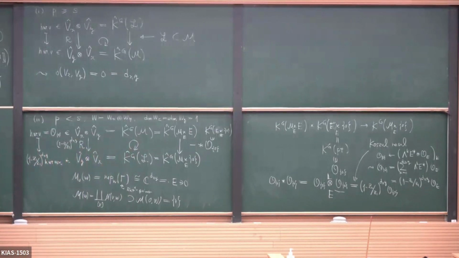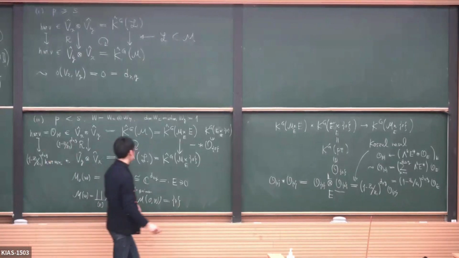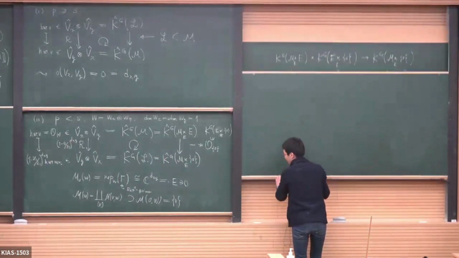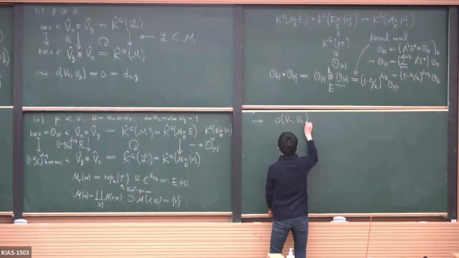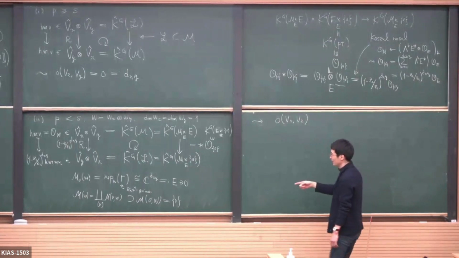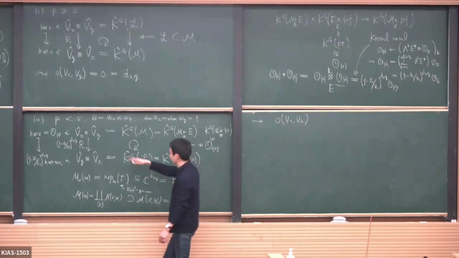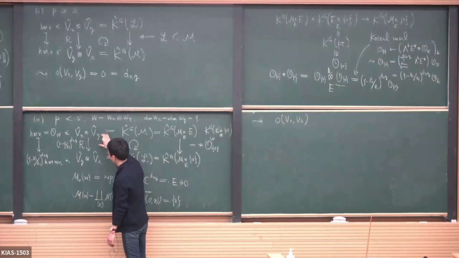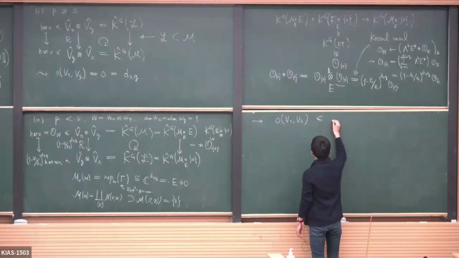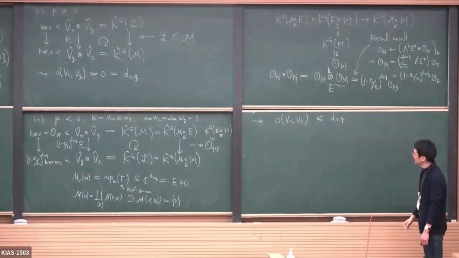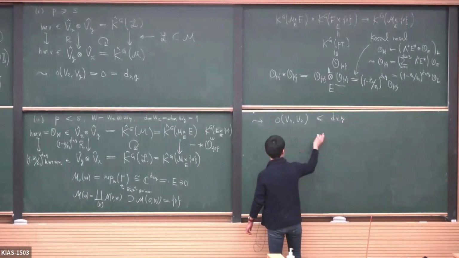From this reformulation, from this observation, we finally get that O of B1, B2 should be the minimum number such that it sends this lattice to this lattice. So this is at least smaller than or equal to this dxy. So this is half of the proof.